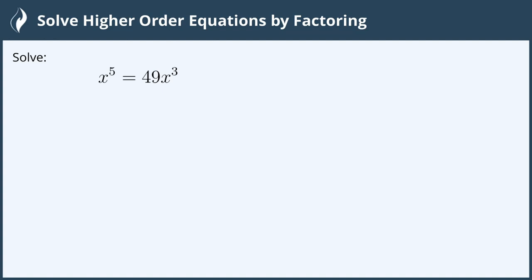Hi everyone! In this video, we will solve higher order equations by factoring. Solve x to the fifth equals 49x to the third.